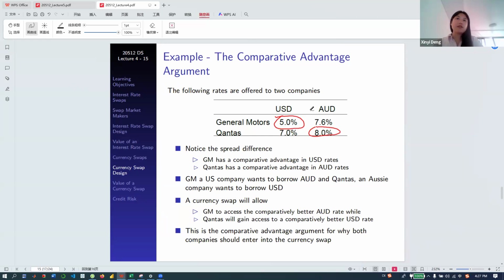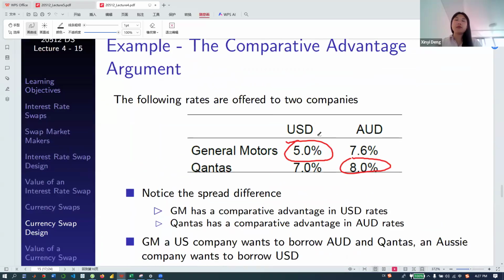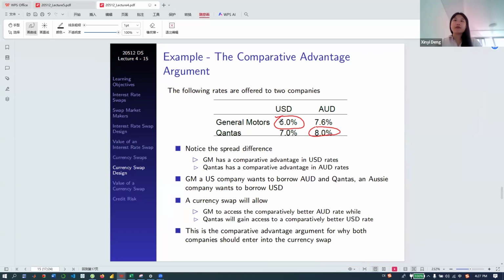So now let's take a look at the example here. Again, to get a sense of the comparative advantage, we are going to calculate the difference of rates in each market for each currency. So here, the two parties of the swap contract we are dealing with are General Motors and Qantas.